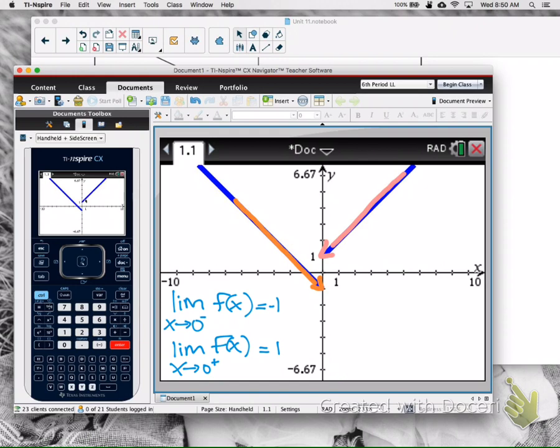We followed it in from the left, we got -1. We followed in from the right, we got +1. What does that mean about the limit as a whole? If it approaches one number from the left and a different number from the right, DNE. Does not exist. So that's kind of how you follow it through that notation.